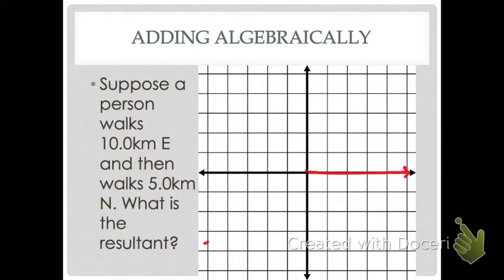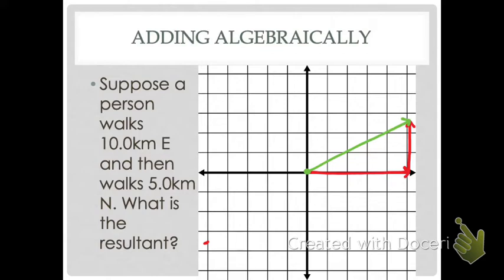Am I going to draw it like this? What's the problem with that? They're not tail to tip, right? They need to be tail to tip. So 5 would put me about there. So my resultant vector goes from what to what? The origin to the tip of the last vector. Okay, so there's my resultant vector.